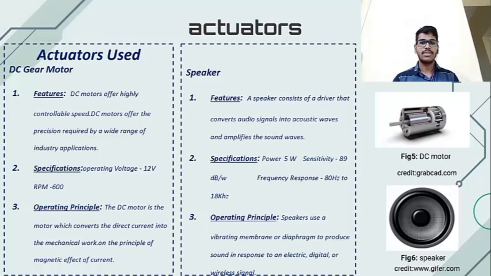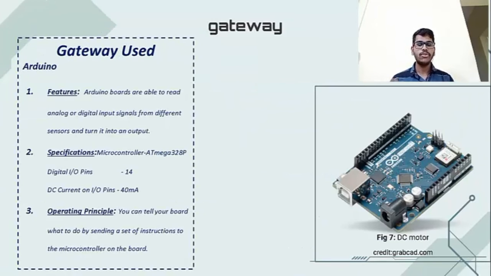The second actuator which I have used is speaker. Features: the speaker consists of a driver that converts audio signal into acoustic waves and it amplifies the sound wave. Specification: the power of the speaker I have used is 5 watt, the sensitivity is 89 decibel, and the frequency response of the speaker is from 80 Hz to 18 kilohertz. The operating principle: a speaker uses a vibrating membrane or diaphragm to produce sound in response to an electric, digital or wireless signal. This is the gateway which I have used in my project, the Arduino.